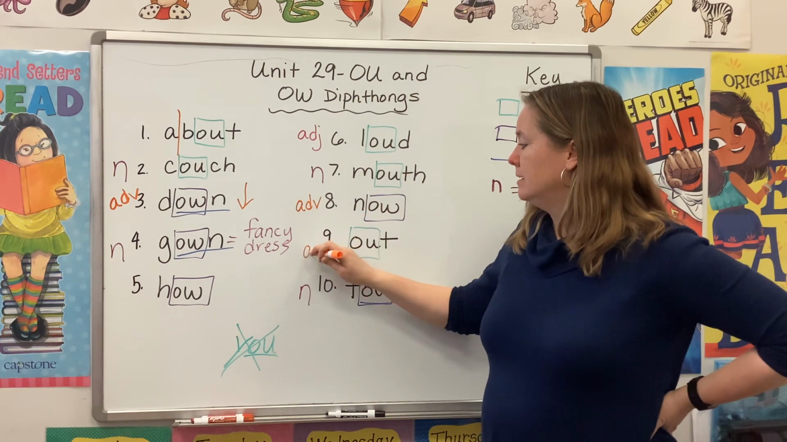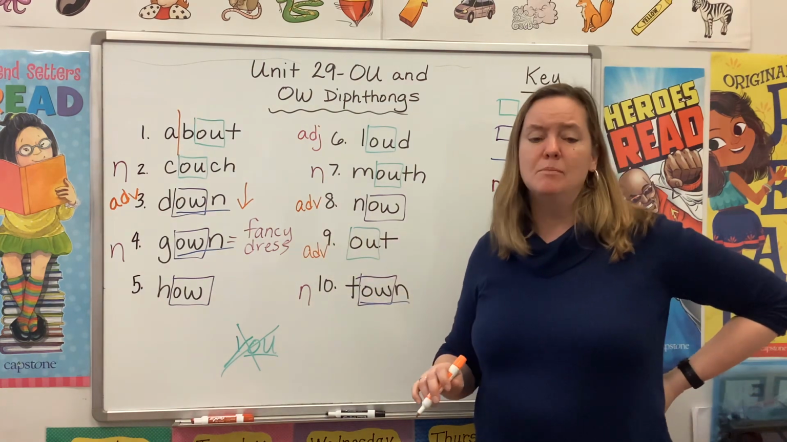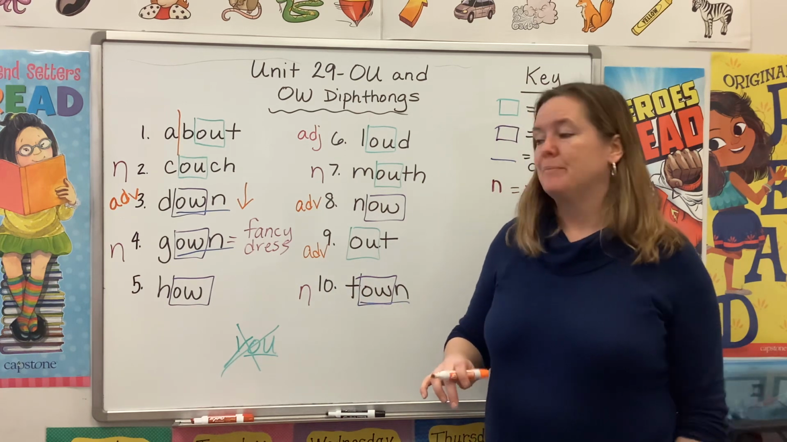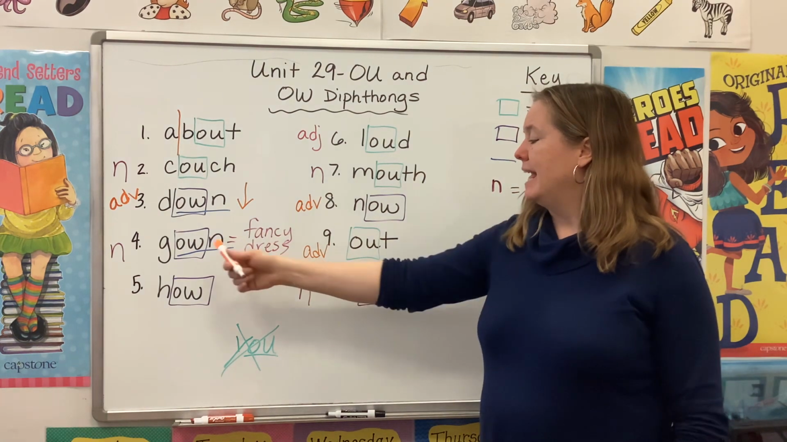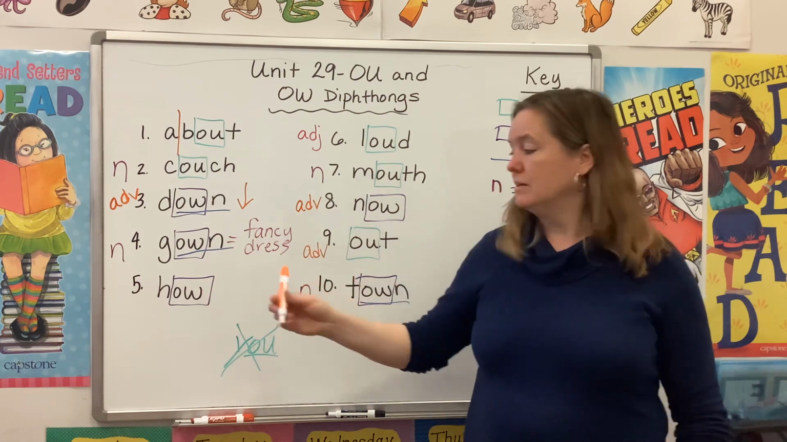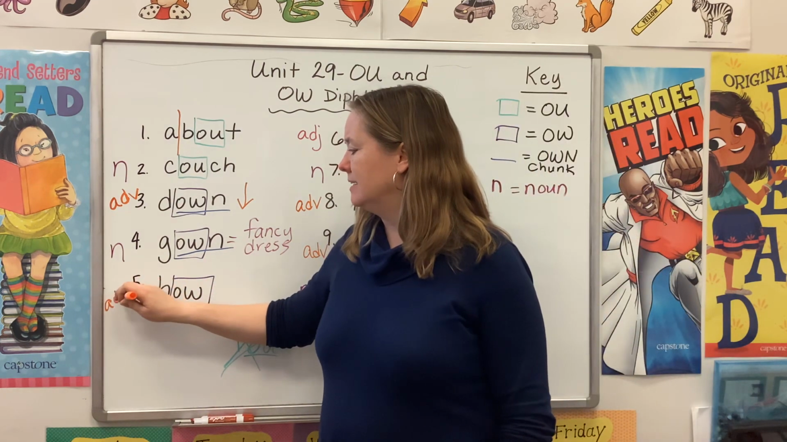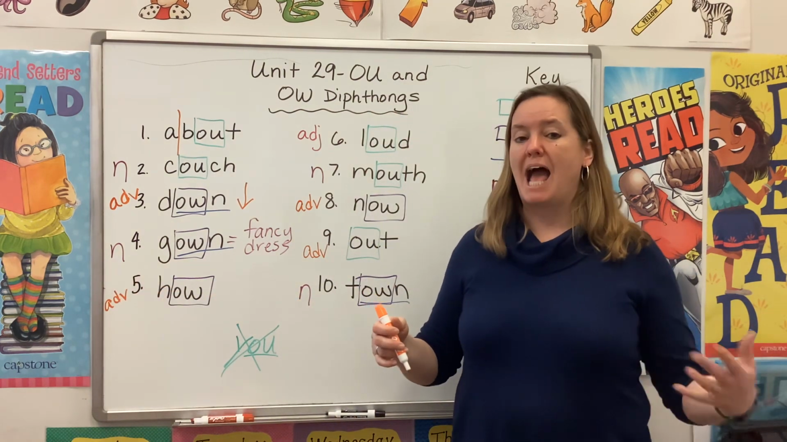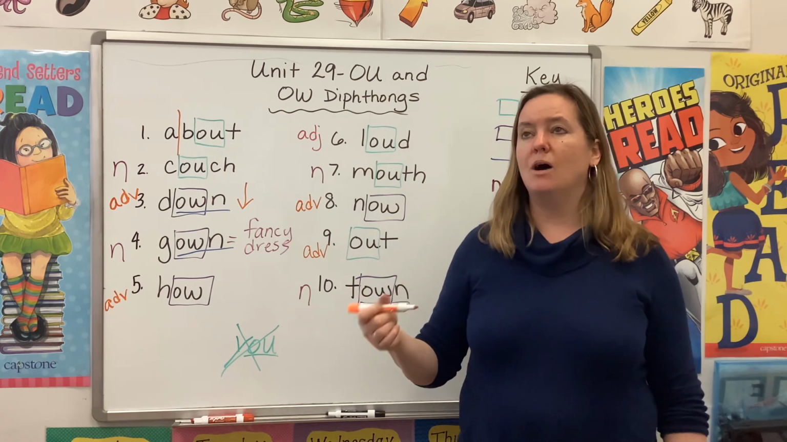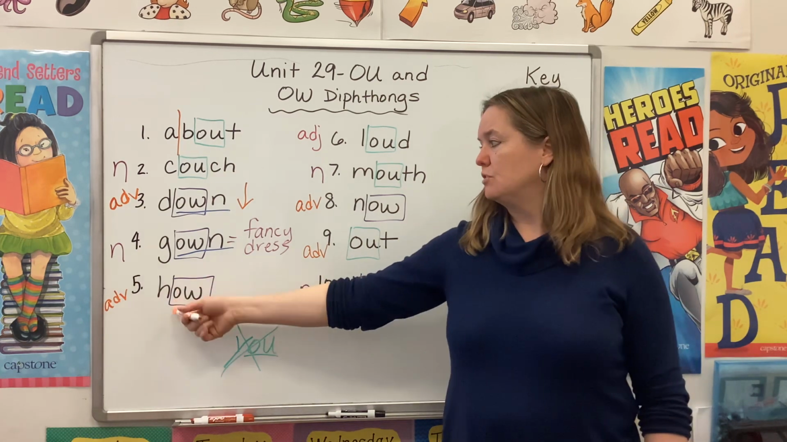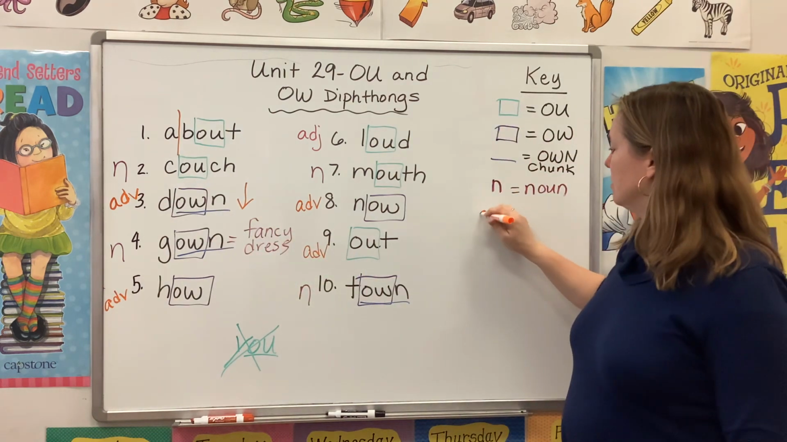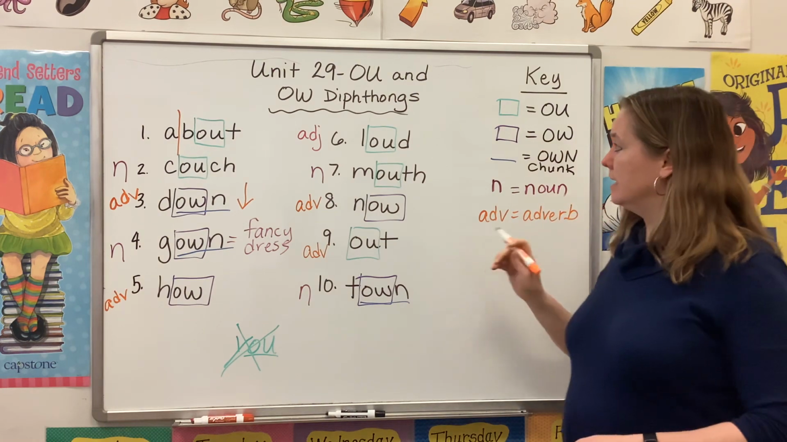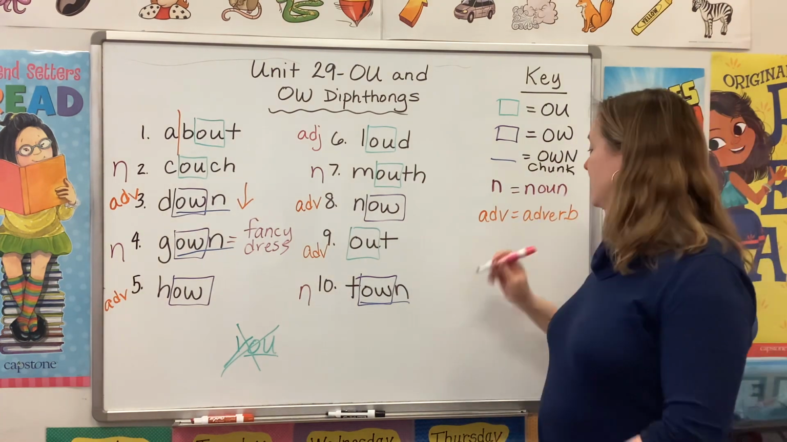The word out can be used as an adverb. You can go or you can go out. You can walk out. So that's an adverb as well. Even the word how can be used as an adverb because it describes or it asks how we do something. How are you feeling? How are you going to finish that? So all of these words are adverbs. And the pink was an adjective.